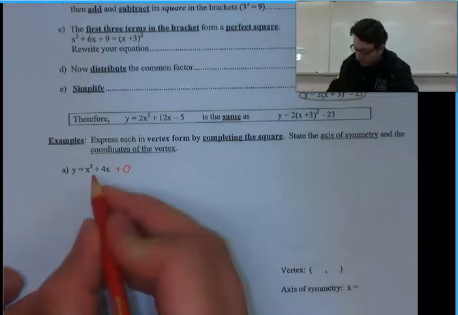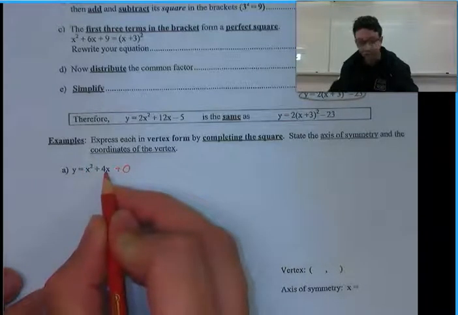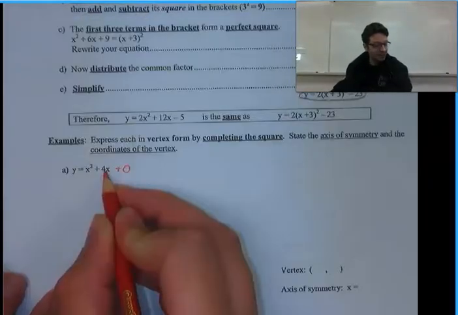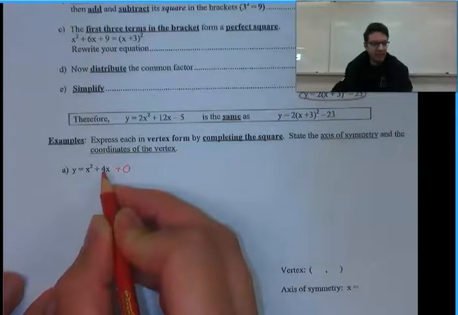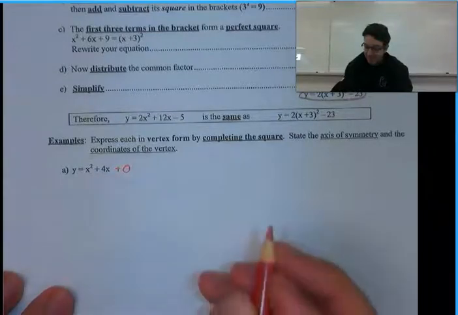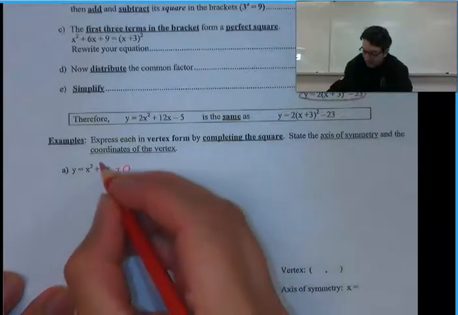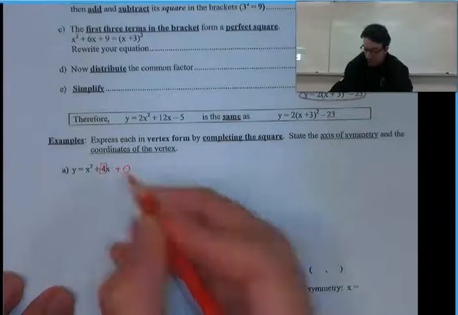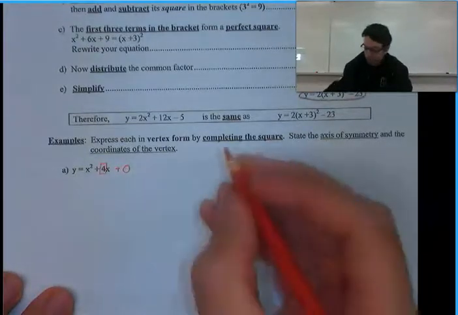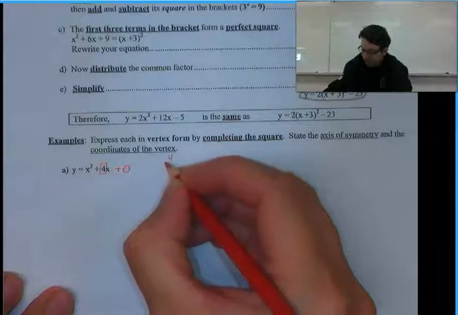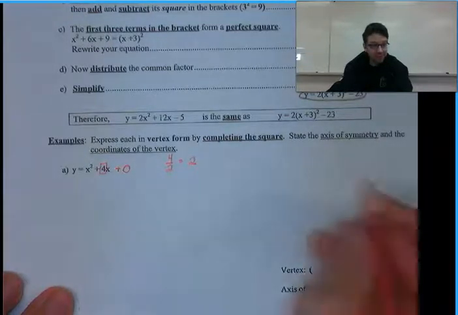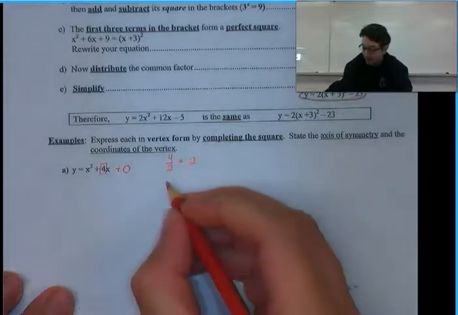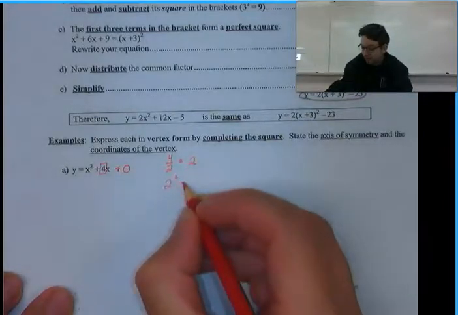So first step is we're going to look at these first 2 terms, and we're going to pull out a common factor if there is one. Now in this case there isn't one. And if there isn't one, that's fine. Then we can just ignore that first step. So the second step will be to take that middle term here, divide by 2. So let's just do this on the side. So 4 divided by 2, that's 2. And then we're going to square that. Right? So 2 squared is going to give us 4.